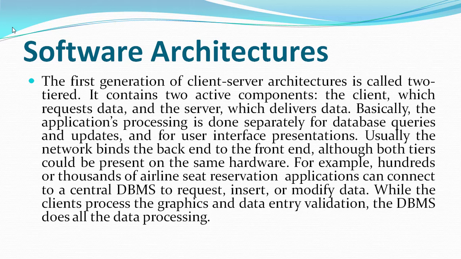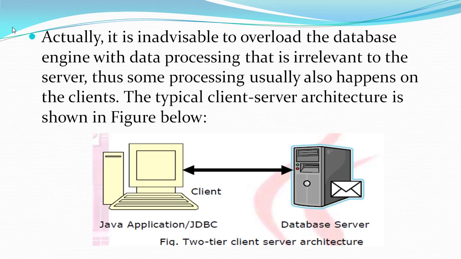For example, hundreds or thousands of airline seat reservation applications can connect to a central DBMS to request, insert, or modify the data, while the clients process the graphics and data entry validation. The DBMS does all the data processing. Actually, it is inadvisable to overload the database engine with data processing that is irrelevant to the server. Thus, some processing usually also happens on the clients. The typical client server architecture is shown in this figure.